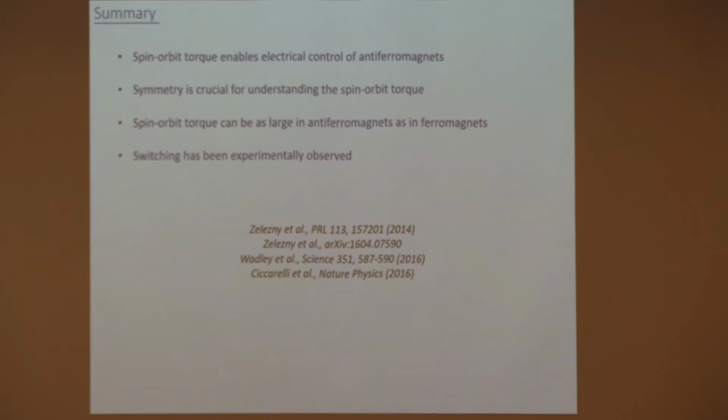Right, so here I will conclude. The main message I wanted to make is that the spin-orbit torque enables electrical control of antiferromagnets because it enables us to create these staggered fields. And then if we really want to understand the spin-orbit torque, we have to understand symmetry. And then the calculations show that the spin-orbit torque in antiferromagnets can be as large and as efficient as in ferromagnets. Thank you for your attention.